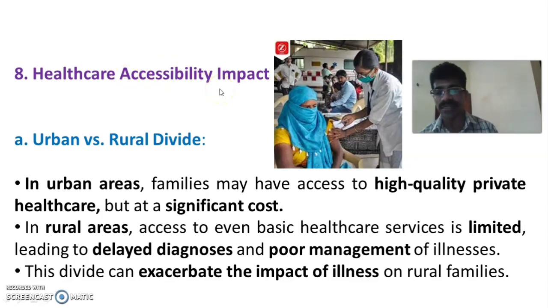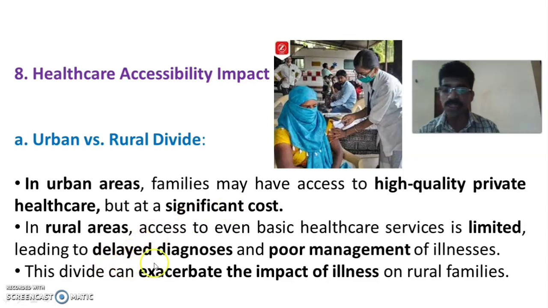In that, the first point is the urban versus rural divide. Health services are different in urban and rural areas. In urban areas, families may have access to high quality private healthcare services, which may be expensive, but they are economically sound. They can have high quality, modern, advanced medical care. Whereas in rural areas, there is not much access for the people. Even access to basic, general healthcare services is limited.